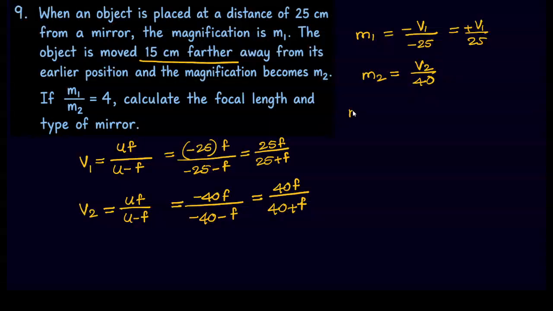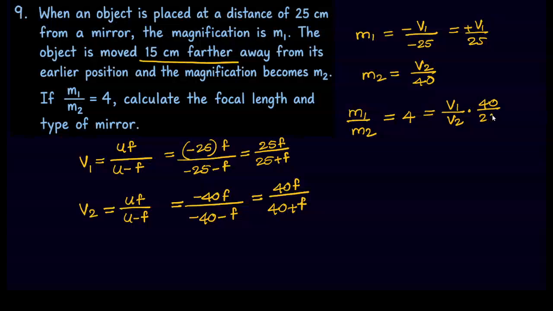Now if we take the ratio between these two, M1 by M2, which is given as 4, that is equal to V1 by V2 into 40 by 25, right? So finally we have V1 by V2, where 10 times will get cancelled. This is 4 tens and 5 twos, 5 fives, so it will come to be 5 by 2.